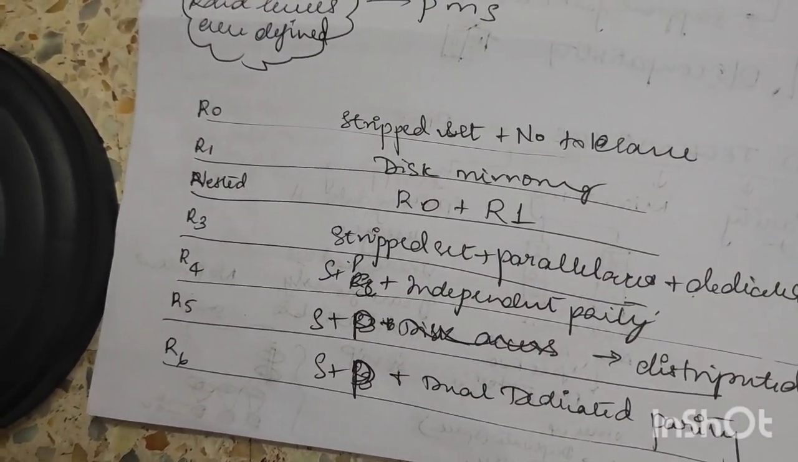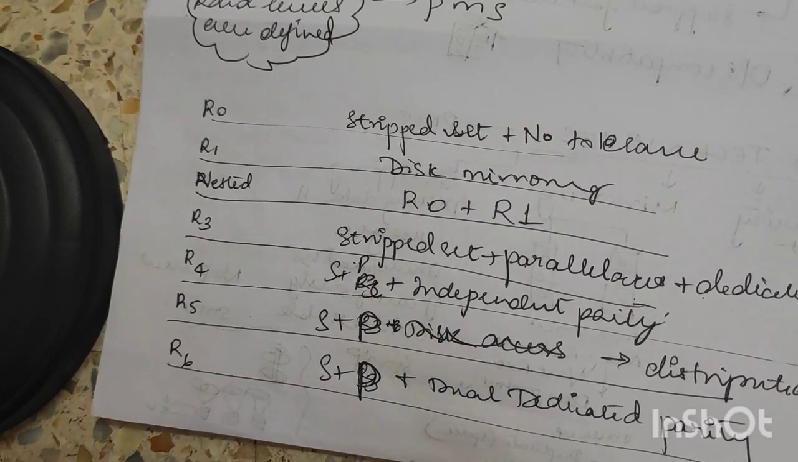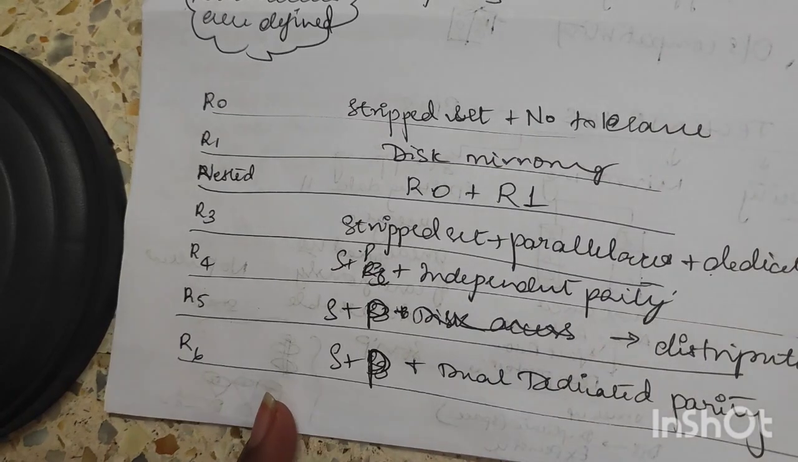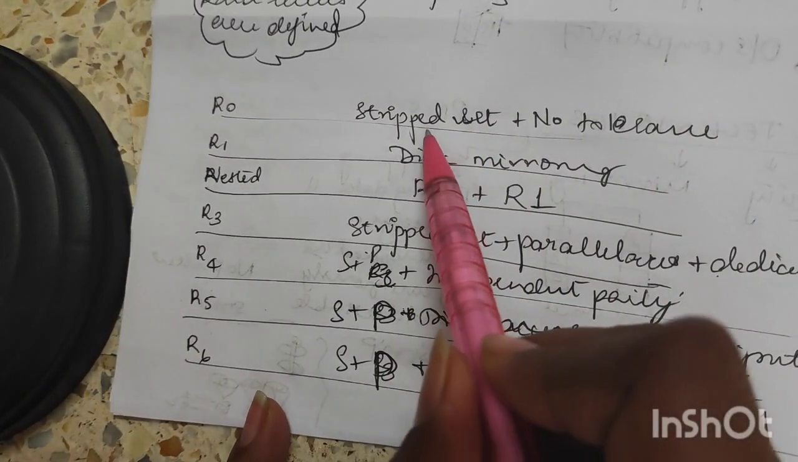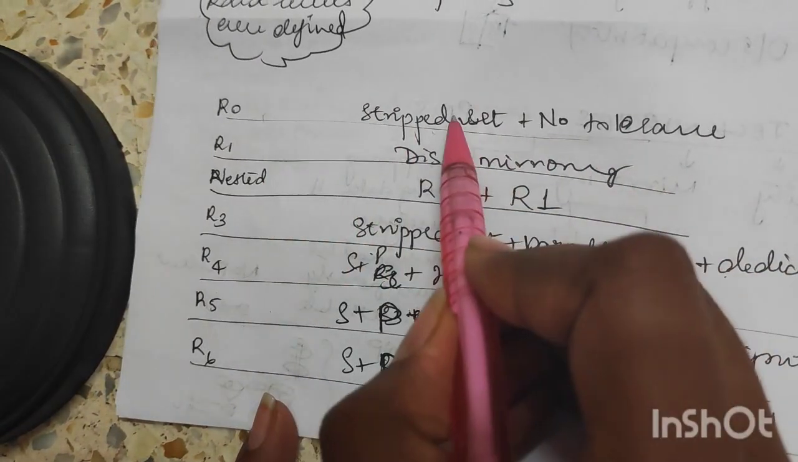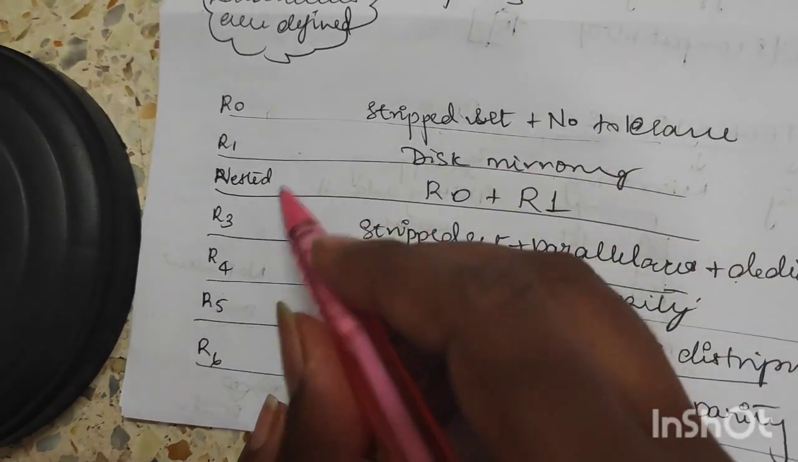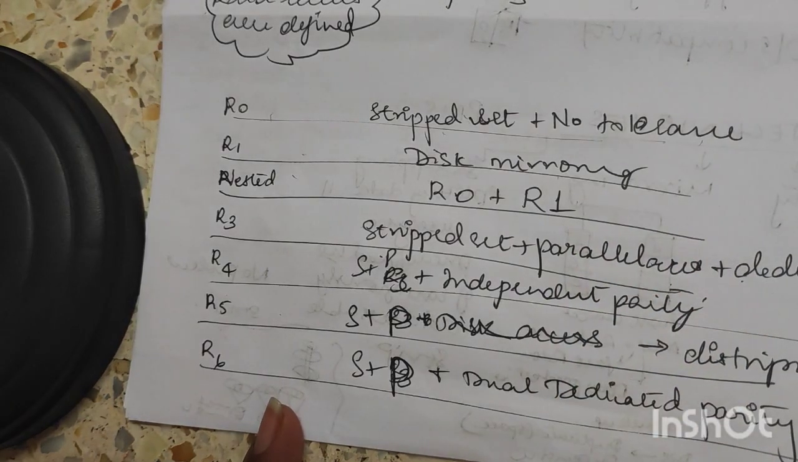Then you have the question about comparison of all RAID levels. So what you have to do is look at the basic RAID levels. For the comparison, you have to see the table once, and you'll understand. In R0, you have striped data, no fault tolerance. R1 is disk mirroring, so the whole thing is mirrored. Nested is R0 plus R1 or R1 plus R0. That depends.